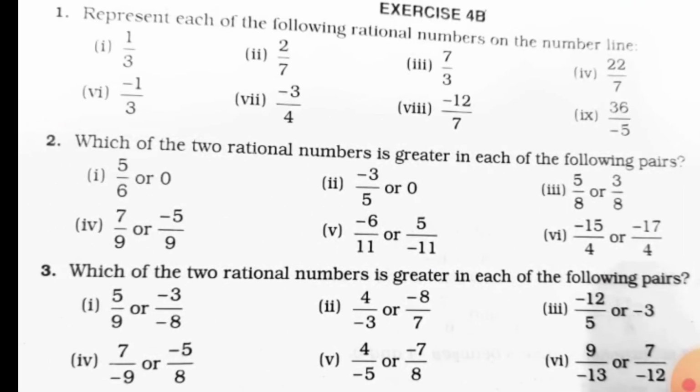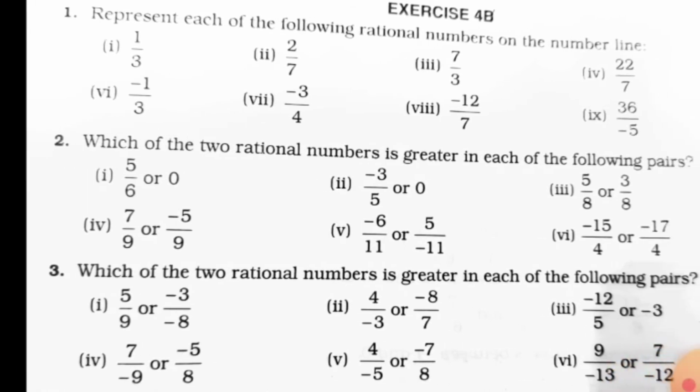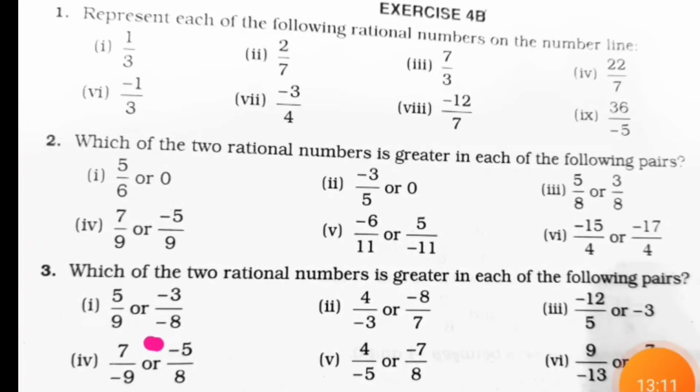Now come to question number 3. Which of the two rational numbers is greater in each of the following pairs? So see the first one, it is 5 by 9 and minus 3 by minus 8. Which is greater, we need to compare. So see in the first one, both are negative, so we can cut the minus sign. It will be 3 by 8 only.